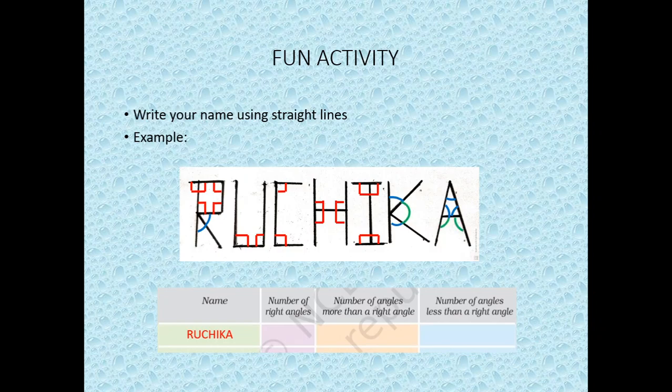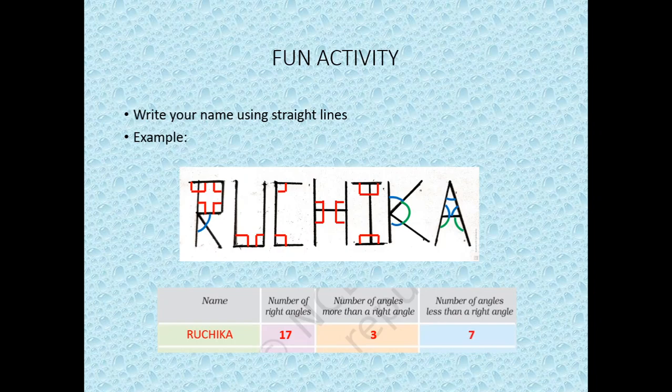Now let's count how many angles are there of 90 degree. 1, 2, 3, 4, 5, 6, 7, 8, 9, 10, 11, 12, 13, 14, 15, 16, 17. So number of right angles are 17 in the name Ruchika. Number of angles more than 90 degree, that is in green color, if you count, they are only 3. Now, the number of acute angles is 7.